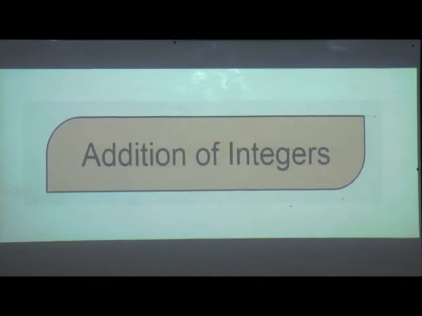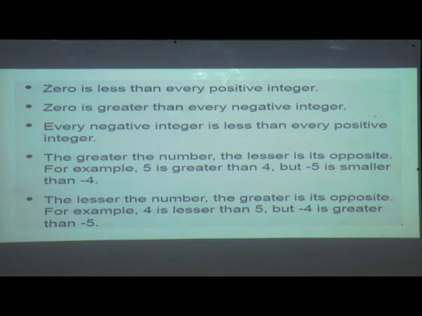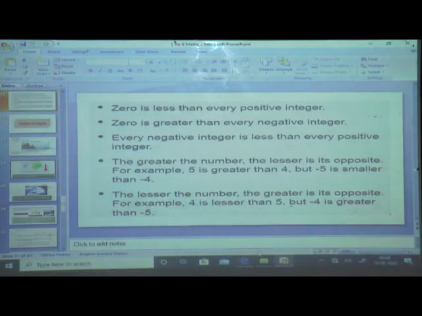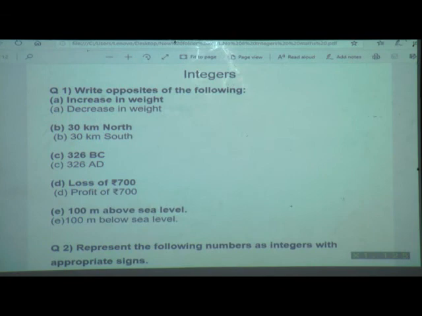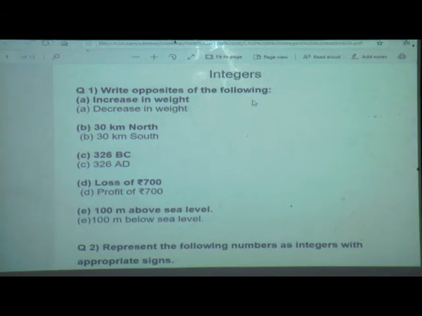Now let us move towards the addition of integers. Before this, we will solve exercise questions. Okay, now this is the exercise 6.1 from your textbook. Write opposites of the following. Now these are the exercise questions. The first question is, we have to write the opposites for the following.